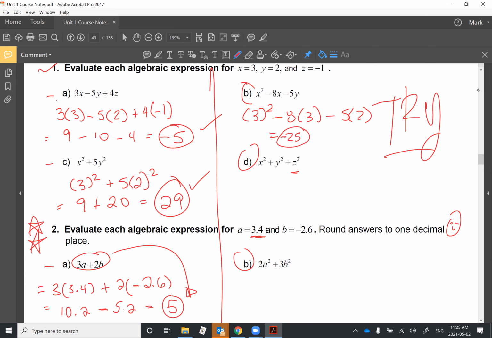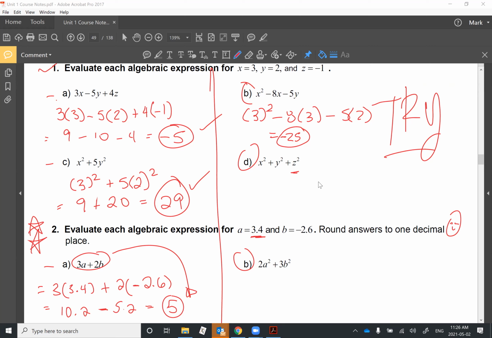Okay, so that would be 9 minus 24 minus 10. Yeah, that looks good to me. What about you guys? How do you guys feel? Yeah, all right. Excellent. Cool. Sometimes I need you guys because as you notice, I make mistakes.